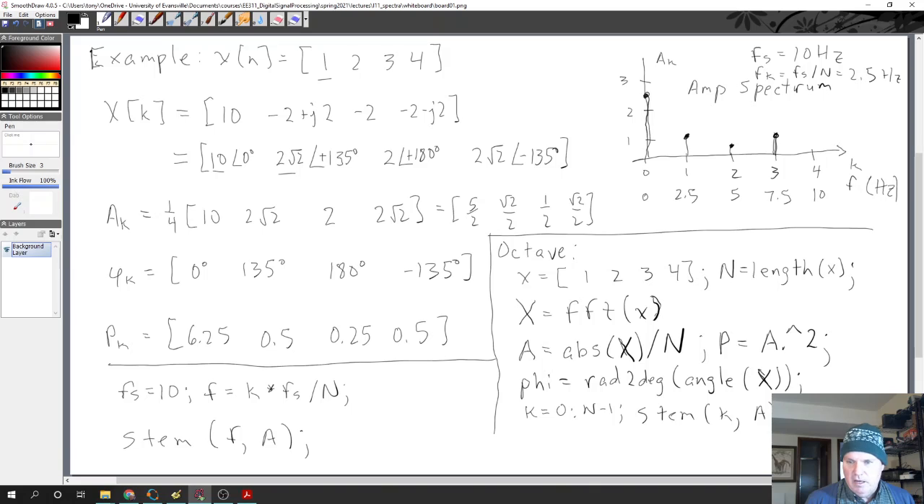Similarly, instead of A, I could do P here for my power spectra, or phi here to get my phase angle spectra. And we'll continue this lecture in the next video.